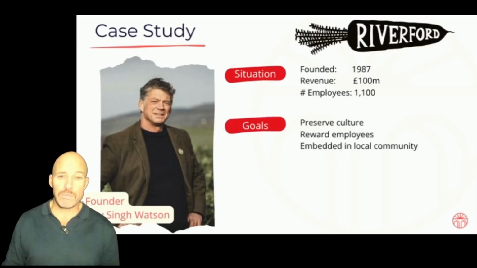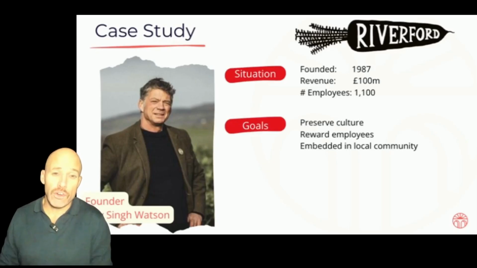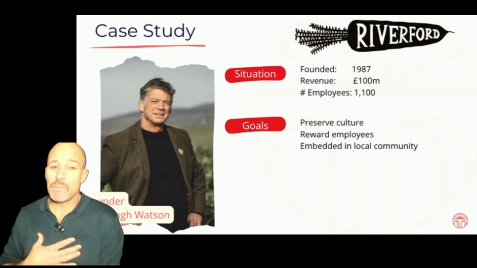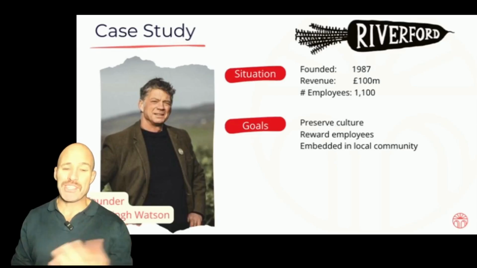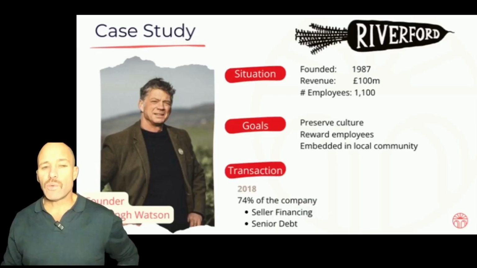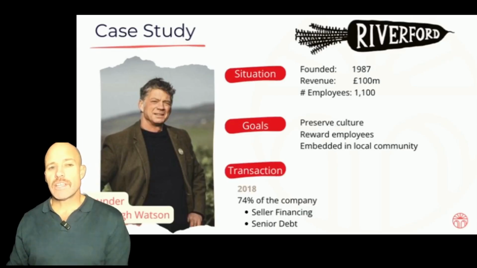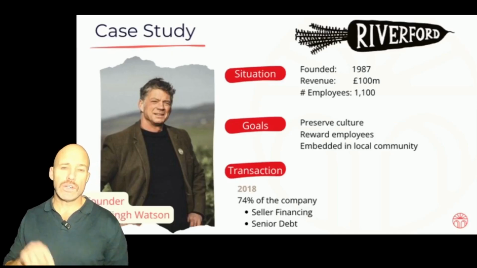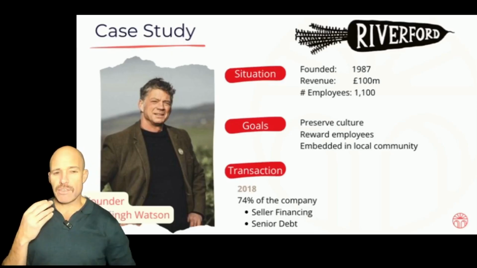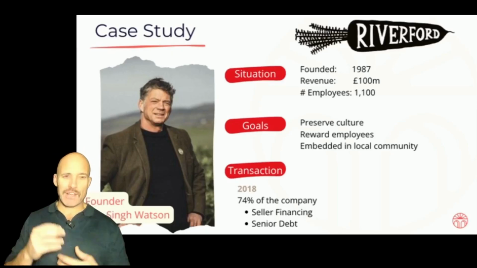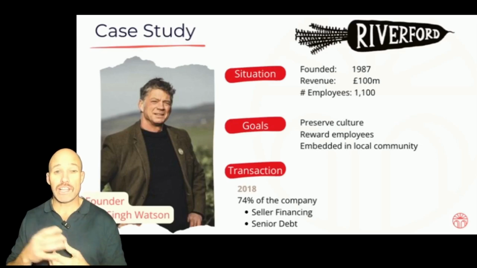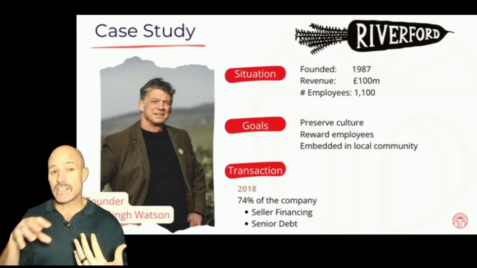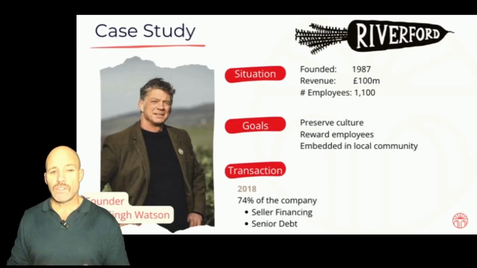He knew that he wanted to preserve the culture. He wanted to reward those employees who had been incredibly loyal to him, and he wanted to embed the business within the local communities, which is so important, especially once you check out the product. So in 2018, he sold 74% of the company to an employee-owned trust. This is where we look at that mix between seller equity and seller finance. He leveraged seller financing and also didn't sell that 26% of his equity. They were able to do that, leveraging it with some additional debt.